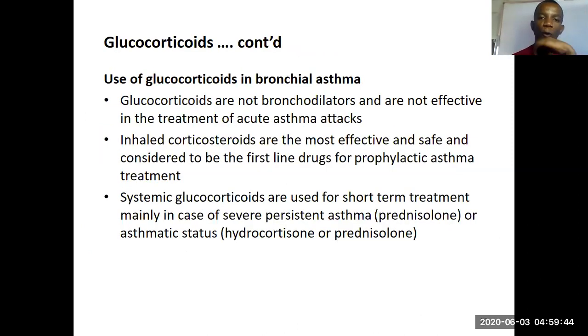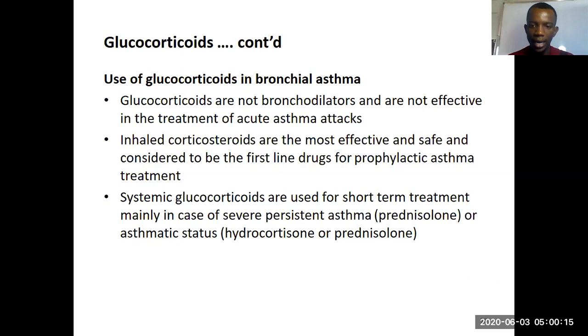Now, the use of glucocorticoids in bronchial asthma: glucocorticoids are not bronchodilators and are not effective in the treatment of acute asthma attacks. Inhaled corticosteroids are most effective and safe and considered to be the first-line drugs for prophylactic asthma treatment. So we are using them for prophylactic asthma treatment, okay, through inhaled corticosteroids.